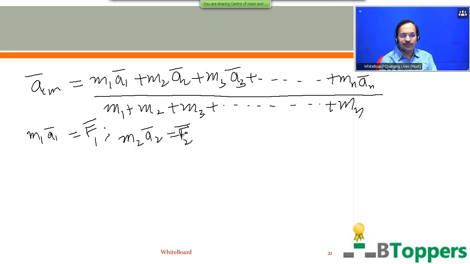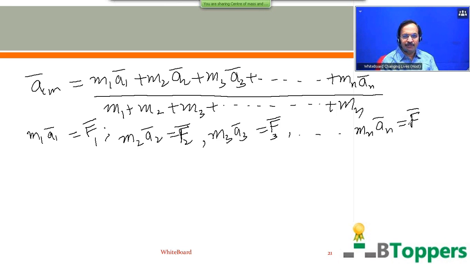That means F2 bar represents the vector sum of all the forces acting on the mass m2 due to other particles in the system, and also the vector sum of the external forces acting on the particle of mass m2 due to the objects outside the system. Similarly, m3 a3 bar can be written as F3 bar. F3 bar is the resultant of all the forces acting on the third particle of mass m3. The same way, mn an bar can be written as Fn bar, F bar subscript n, which represents the resultant of all the forces acting on the nth particle of mass mn.